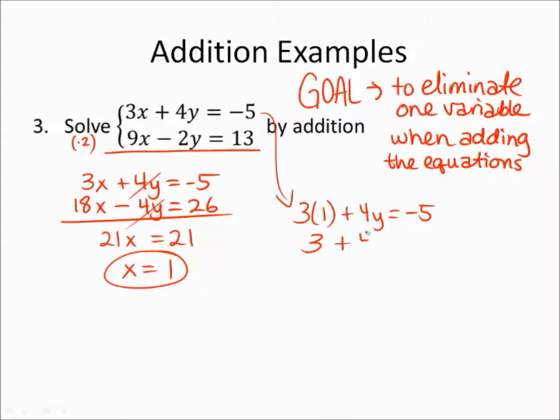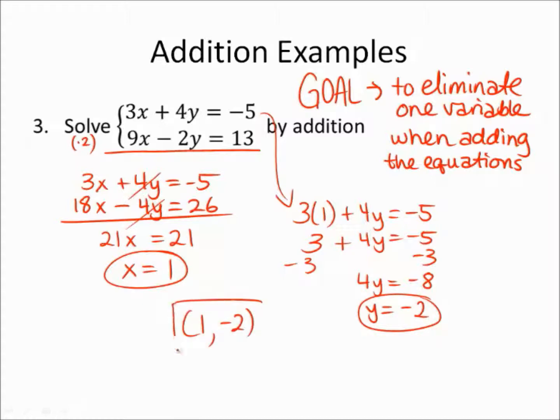So we got 3 plus 4y equals -5. Subtract 3 from both sides, you get 4y equals -8, and y equals -2. So your 1, -2 should be your answer.